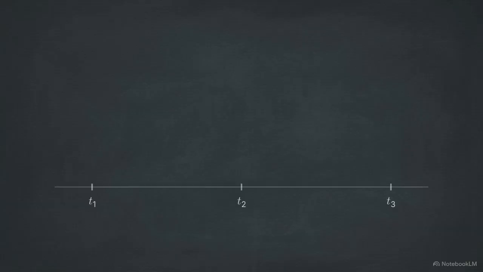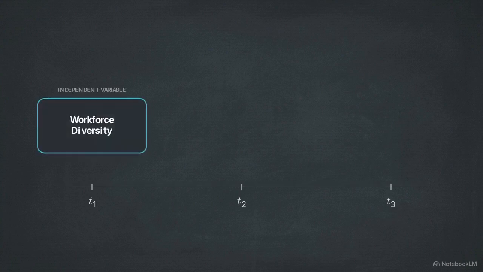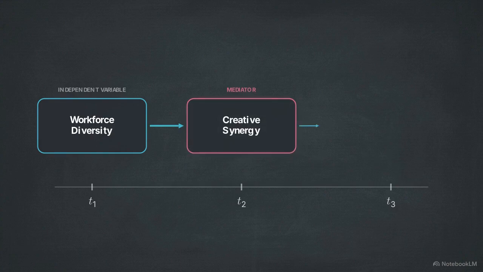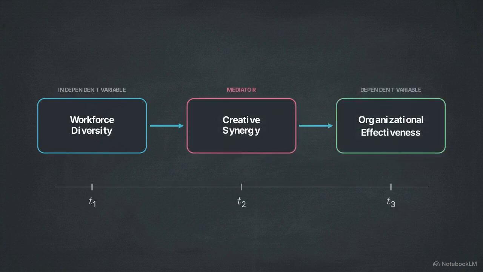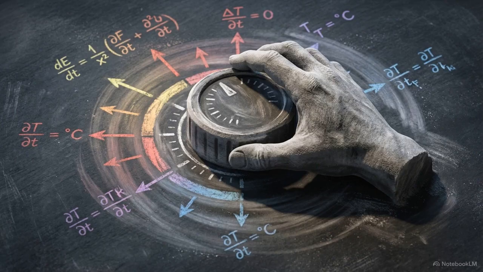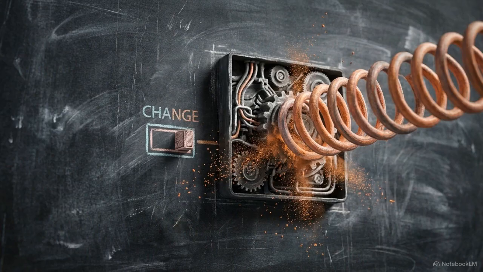This timeline illustrates the sequence for mediation. Workforce diversity at time 1 generates creative synergy at time 2, leading to organizational effectiveness at time 3. The mediator surfaces from the independent variable, then becomes the direct cause driving the dependent variable. While moderators dictate conditions of change, mediating variables model the actual process. They conceptualize exactly why the independent variable works in the first place.